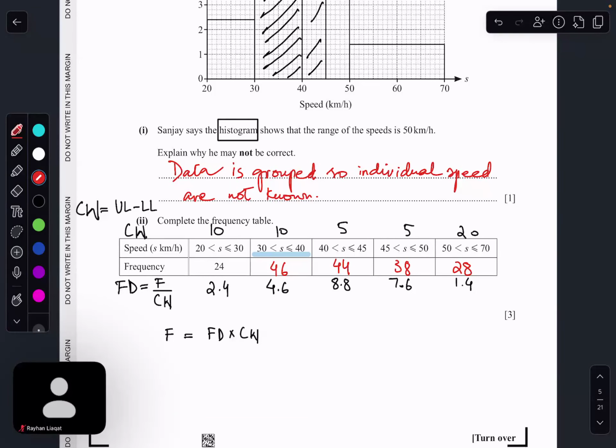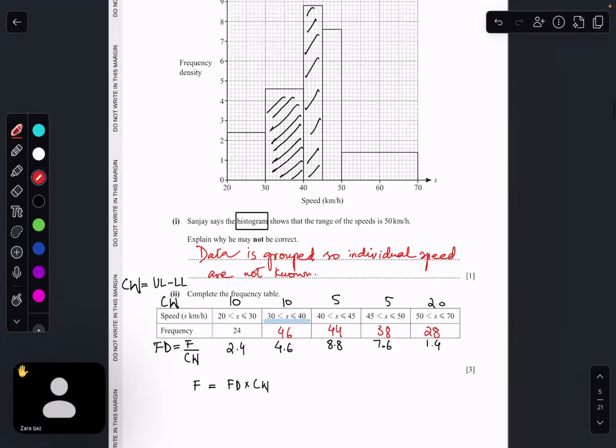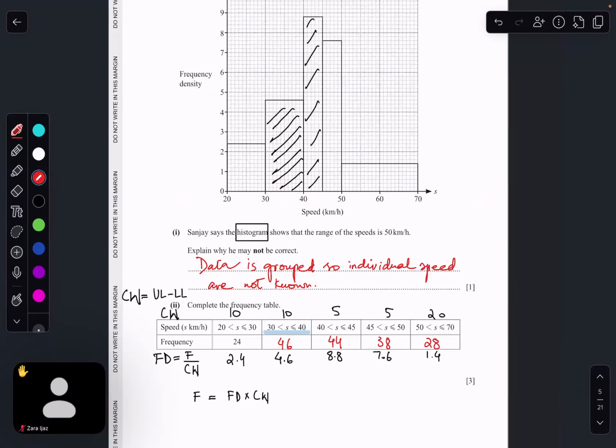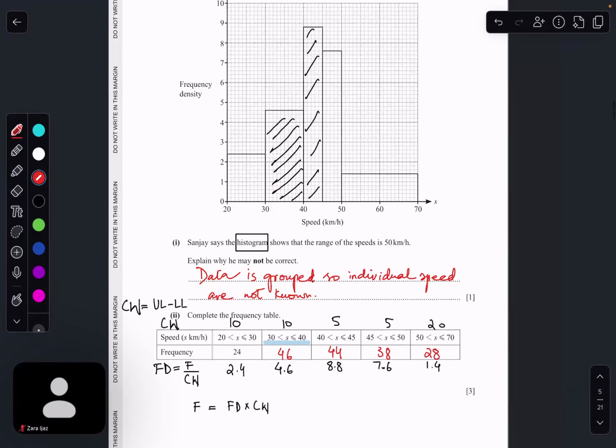Yes, Ismail. Ask Zara. Yes. In the first part, I don't really get the reasoning for it. Yeah. What kind of data is this? It is grouped. It's grouped data, right? So they are saying the range of the speed is 50 kilometers per hour. Do you know what range is?